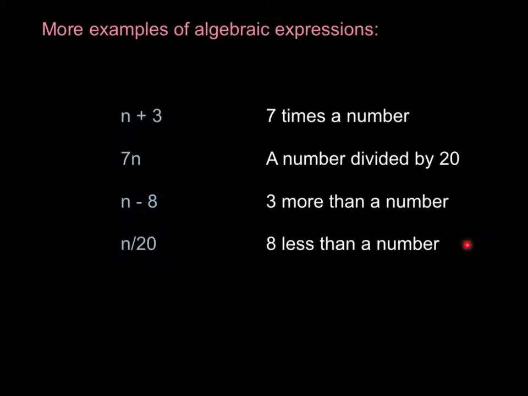Okay, 7n. Again, which one of these 4 would that represent? Which would that algebraic expression represent? n minus 8. So we have our variable, which is n, subtract 8. And then our last one, n, which is our variable, n divided by 20. So take a minute and see if you can match those up with the meanings on the right-hand side.